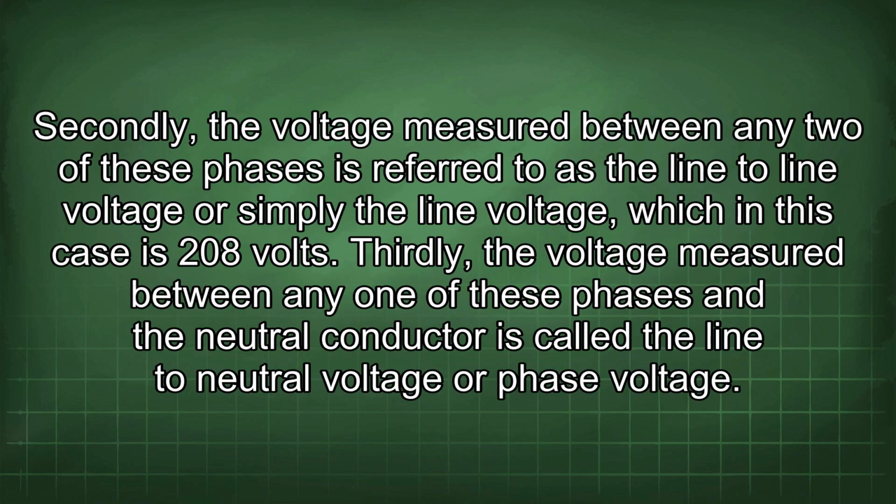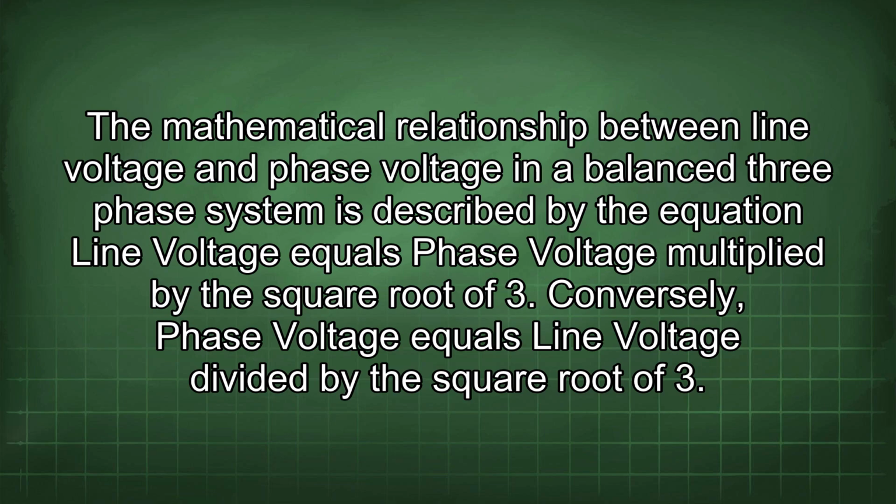Secondly, the voltage measured between any two of these phases is referred to as the line-to-line voltage, or simply the line voltage, which in this case is 208 volts. Thirdly, the voltage measured between any one of these phases and the neutral conductor is called the line-to-neutral voltage or phase voltage. The mathematical relationship between line voltage and phase voltage in a balanced three-phase system is described by the equation: line voltage equals phase voltage multiplied by the square root of 3. Conversely, phase voltage equals line voltage divided by the square root of 3.